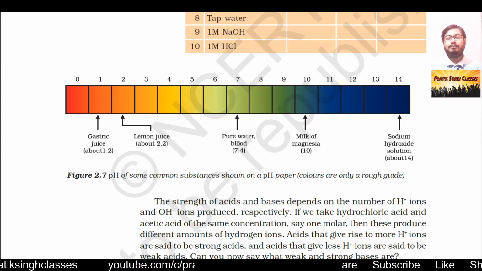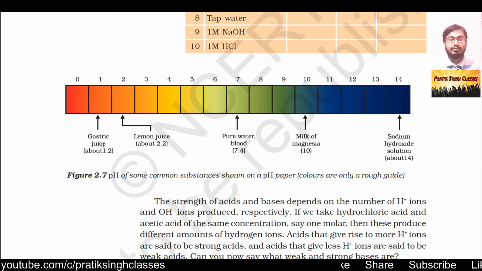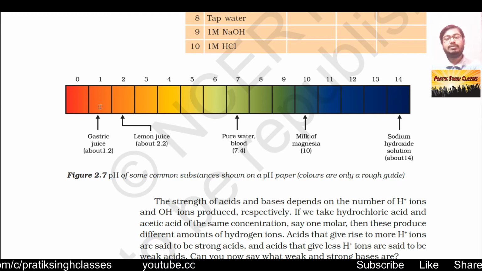Okay, that means our blood is slightly basic in nature. Then gastric juice, which our stomach makes, is highly acidic because its pH value is 1.